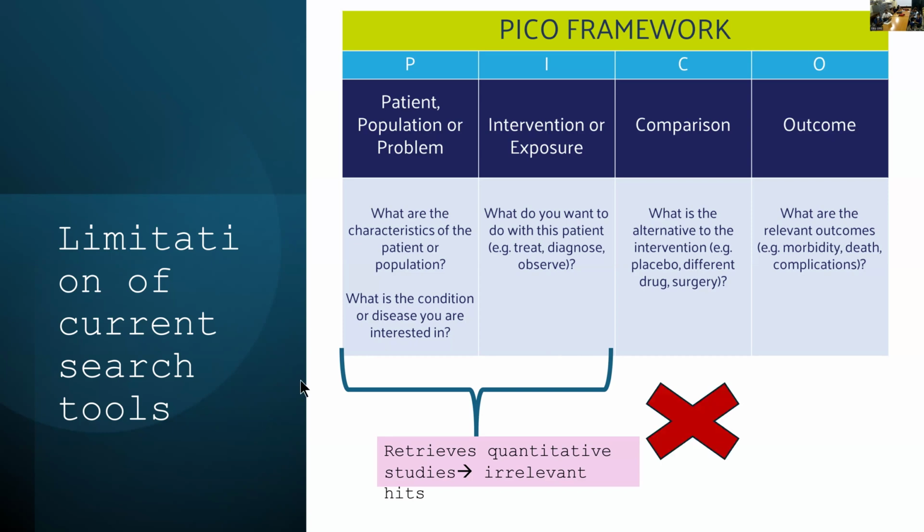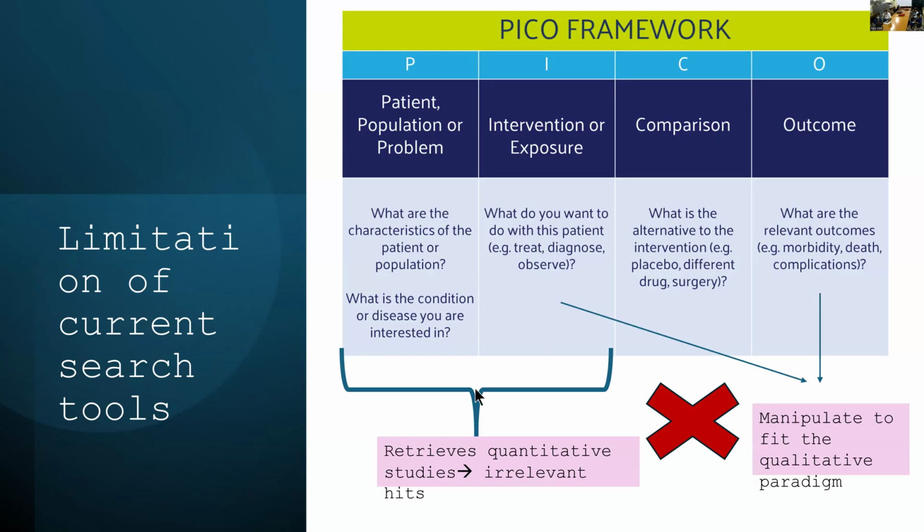Second thing, there is no comparison really in a qualitative study. You don't have any comparison group. Suppose I want to find experiences of a patient with multiple sclerosis. What is the control? There is no control. So this is very redundant when you're searching for a qualitative study.